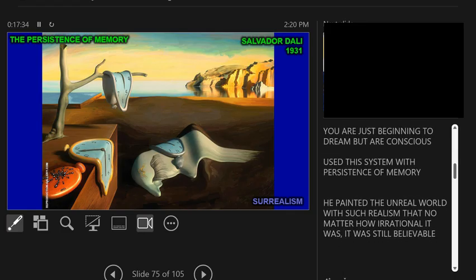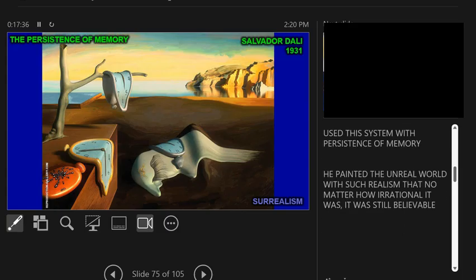And he used this system with The Persistence of Memory. He painted the unreal world with such realism that no matter how irrational, it was still believable. And I think that's what makes Dali's paintings so popular: that combination of unreal and real together. Those cliffs in the background look like real cliffs. The sky looks rather real, and these clocks, even though they're melting, are painted with a reality that makes them look real, and it's fun to look at.